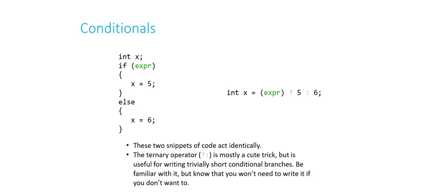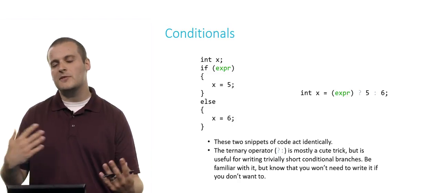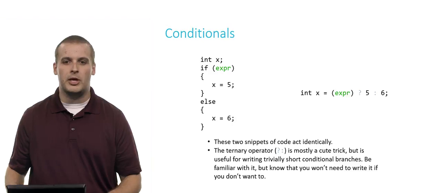So int x equals expression, question mark. The thing after the question mark is what x's value will be if expression is true. The thing after the colon is what x's value would be if the expression was false. So I'm asking myself, is the expression true? If it is, assign x the value 5. If it's not, assign x the value 6. Again, like I said, this is usually just a cute trick, and sometimes if you become really comfortable with it, you'll do this because it looks kind of cool in your programs.